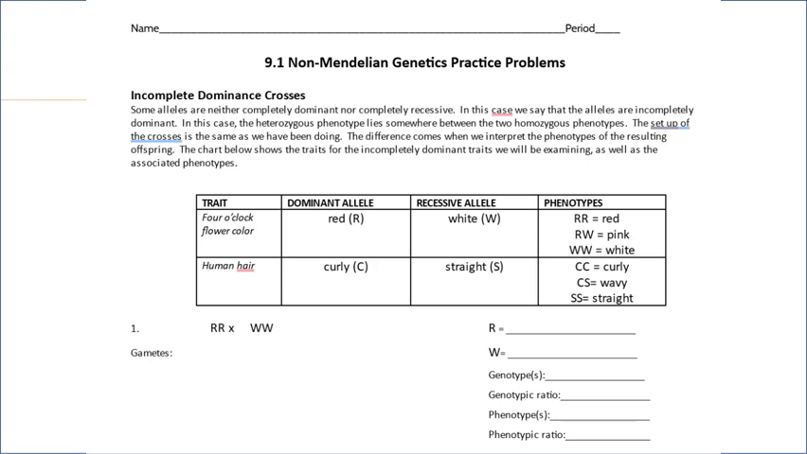So if you get out this paper here, this is the one that you're going to work on, that you should have gotten on the way in or that was handed to you. As you can see here, we have a few things going on. The nice thing is this table at the top is your key. You're going to want to focus on these two right here. We're going to look at a type of flower, four o'clock flower color, and we're also going to look at human hair.